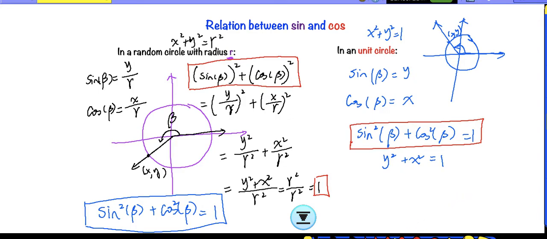This is a very, very important fact about sine and cosine. We call this the Pythagorean identity. Pythagorean comes from the fact that we can still use a right triangle to figure out the relation. In the beginning, how did we find the equation of a circle? It also comes from the right triangle. That's why this pure fact is called the Pythagorean identity, meaning sine squared plus cosine squared is always equal to 1. This is very important.